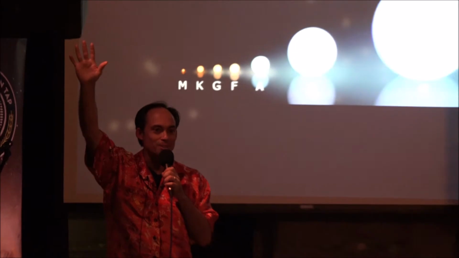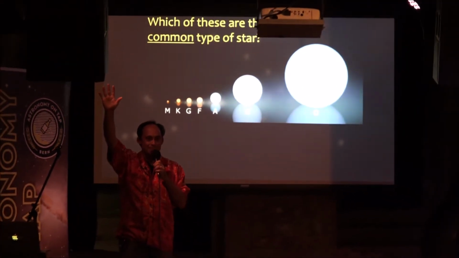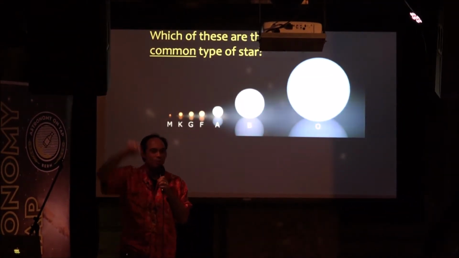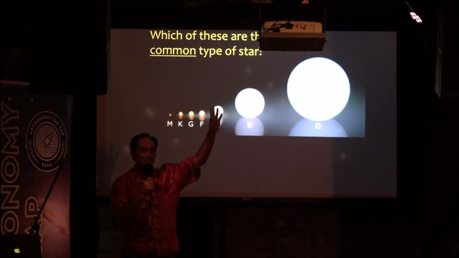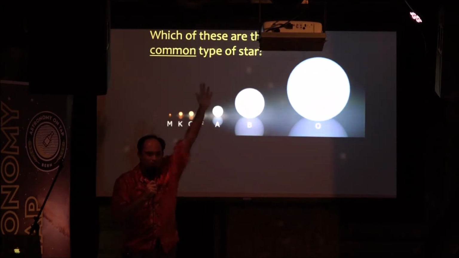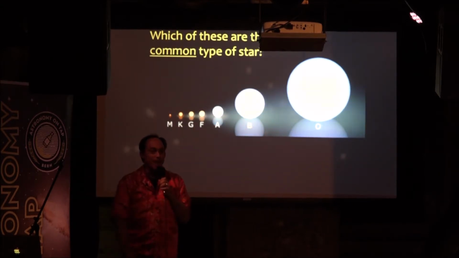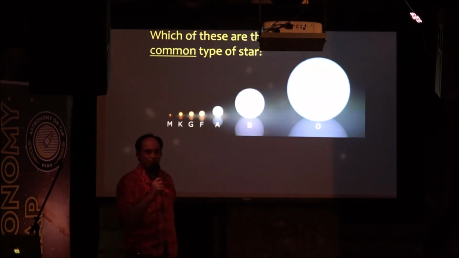All right. Let's take a quick vote. Who thinks the O stars are the most common stars in the universe? Okay. All right. Who thinks the G stars, the sun-like stars, are the most common stars in the universe? Hands are like this high. Who thinks the M stars are the most common stars in the universe? And who thinks all the stars are exactly the same number, doesn't matter at all?